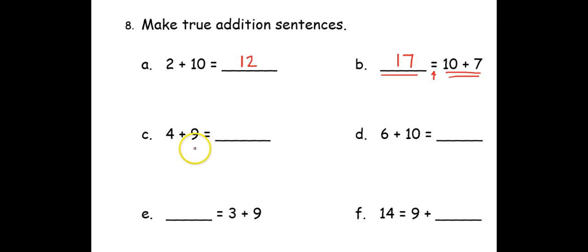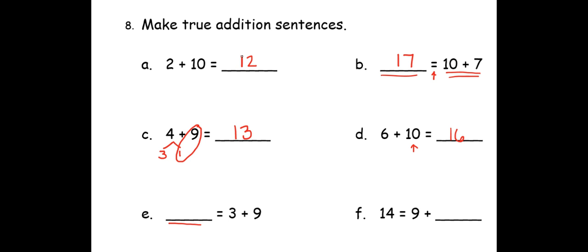So 17 balances with 10 plus 7. The next problem, I have 4 plus 9. I can break my 4 into 3 and 1. That allows me to make a 10. So 10 plus 3 is 13. If I think about 6 plus 10, I'm going to start at 10 and jump forward 6. That would give me 16.